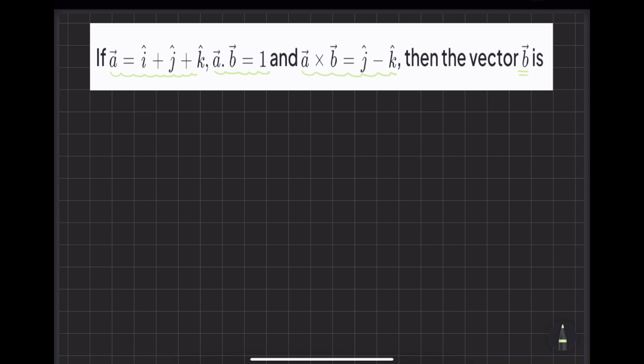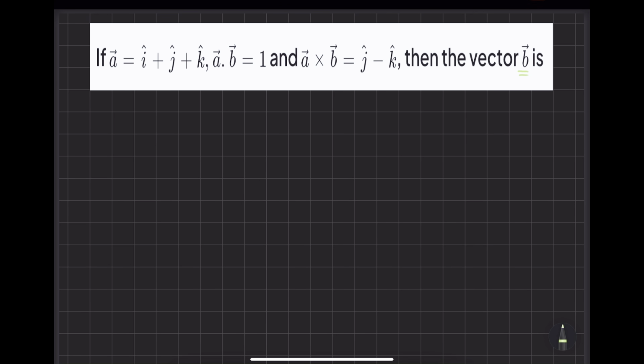So, vector B will contain what? B1i plus B2j plus B3k. So, it is three components. So if it is three variables, we need three equations, but we have one equation and one equation. So we have two equations, three variables. So you know that we cannot solve this question easily. So we have to think differently.